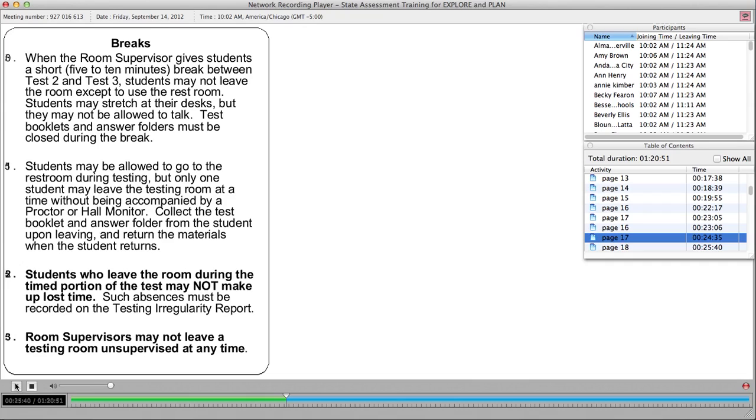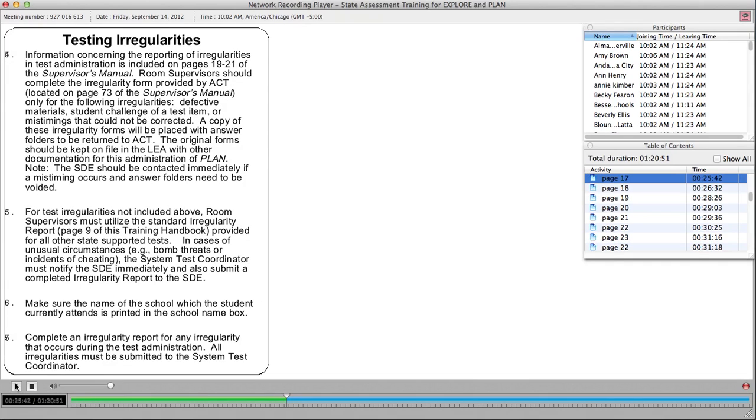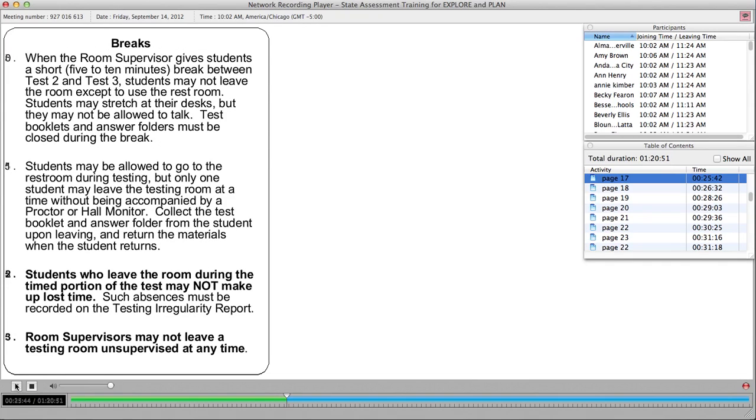Students who leave the room during the timed portion of the test may not make up lost time. So you won't stop the timer and start it back. That does count as part of the timed test for that student. And you would need to report those absences on a testing irregularity form so that if there are questions later, you have documented that irregularity.